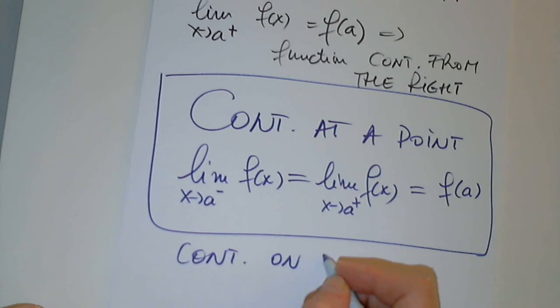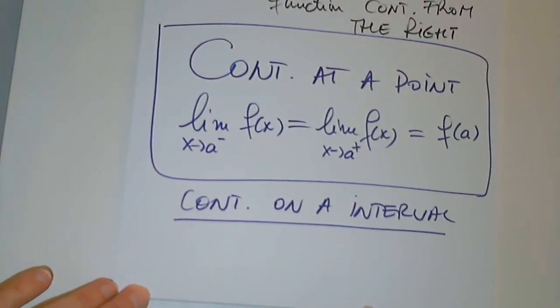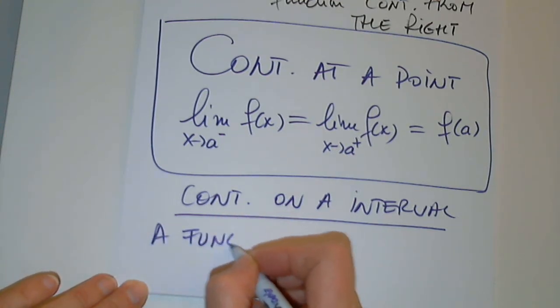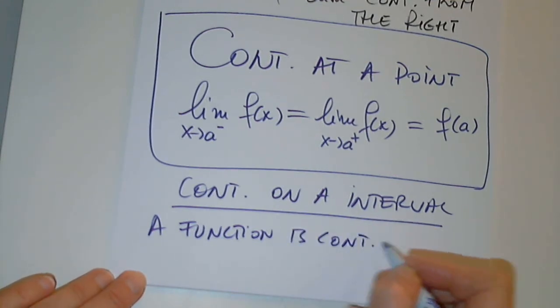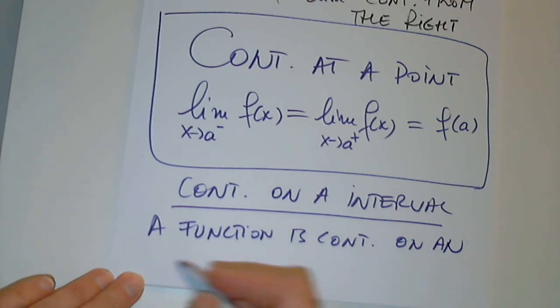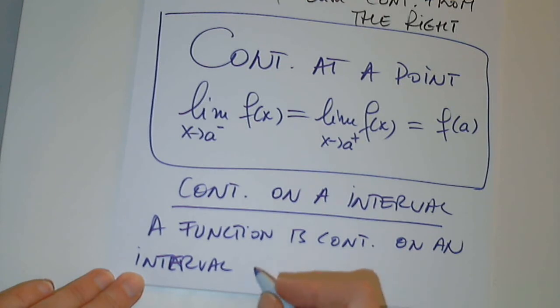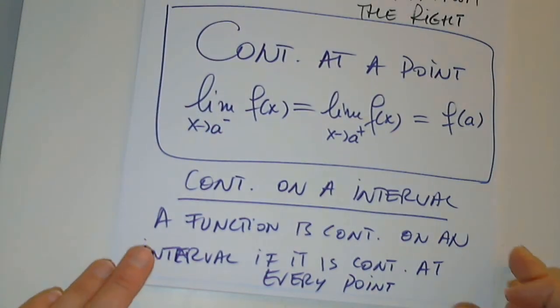Continuity on an interval. A function is continuous on an interval if it is continuous at each and every point on that interval. A function is continuous on an interval if it is continuous at every point on that interval, of course.